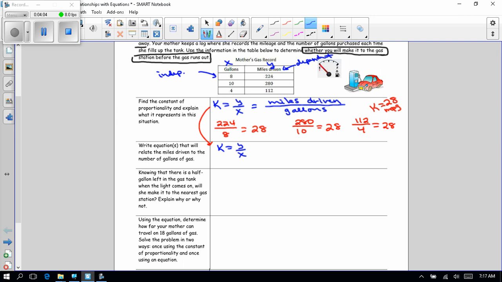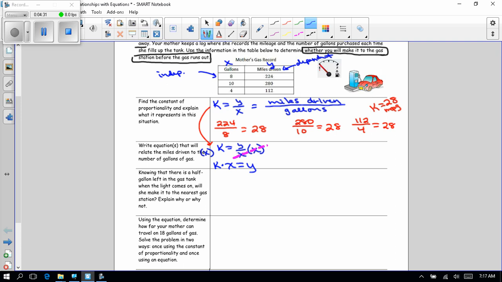Well, if you notice, Y is being divided by X. The opposite of dividing by X is to multiply by X. And if I multiply the right-hand side of the equation by X, I also have to multiply the left-hand side of the equation by X. What happens when you do that is X divided by X, they cancel each other out. And over on the left-hand side, we now have K times X, and that is equal to Y. Now I can solve it for Y.